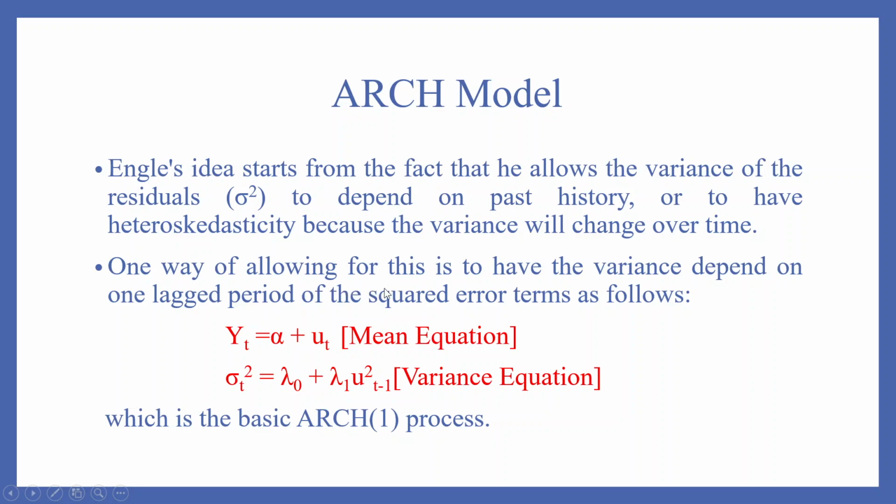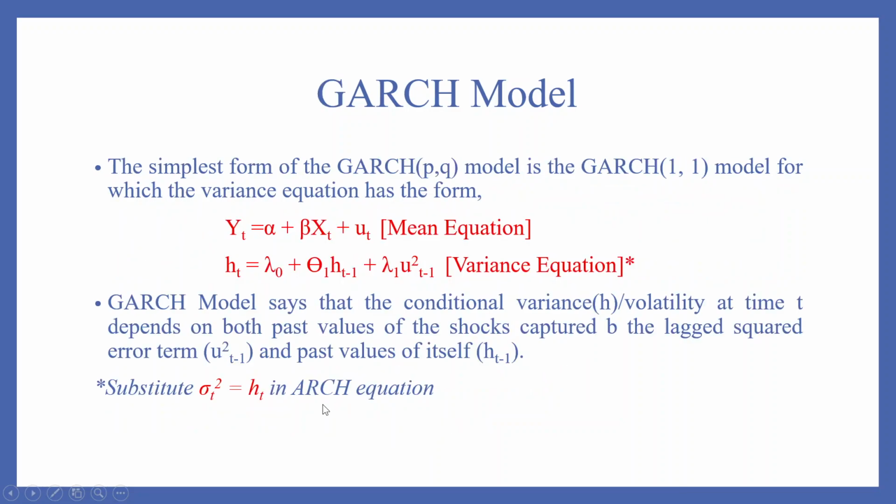One way of allowing for this is to have the variance depend on the one lagged period of the squared error term as follows. Yt is equal to alpha plus ut, which is the mean equation. Now the sigma square t is equal to lambda 0 plus lambda 1 u square t minus 1. So we are considering here the past errors, which is u square t minus 1, and we will form the variance equation. This is our basic ARCH 1 process.